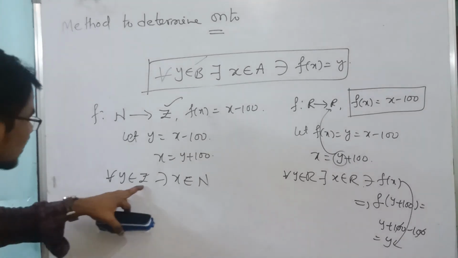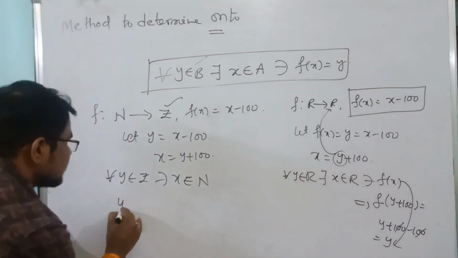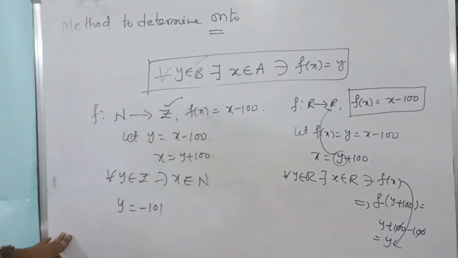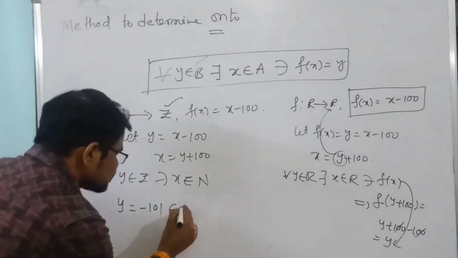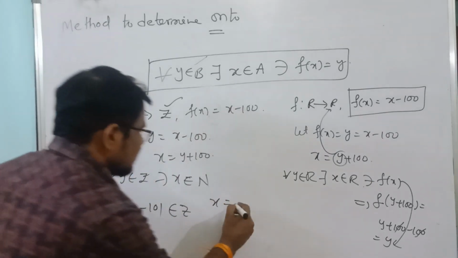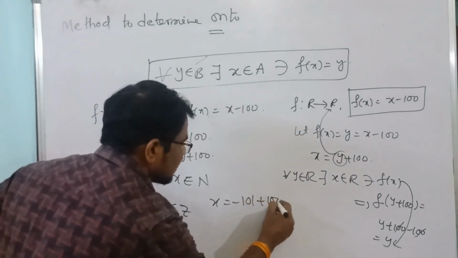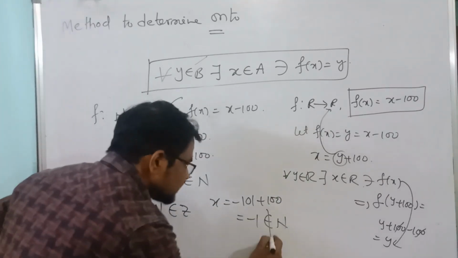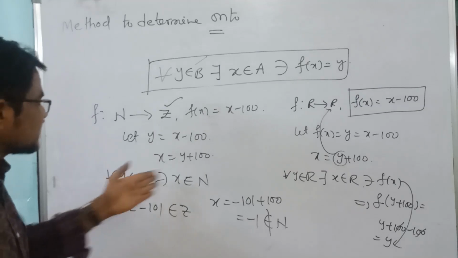Once you see, for all y belongs to integers, I will take y equal to minus 101, because it belongs to integers only. Now x, substituting here, is minus 101 plus 100, that is equal to minus 1. Does it belong to natural numbers? No. So that's why it does not satisfy this condition.